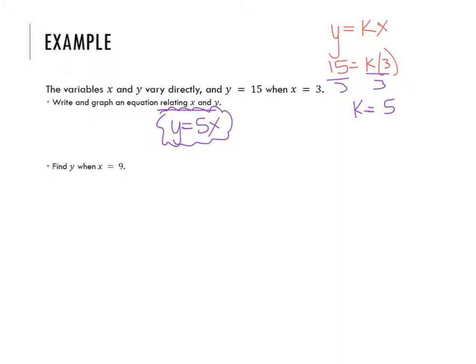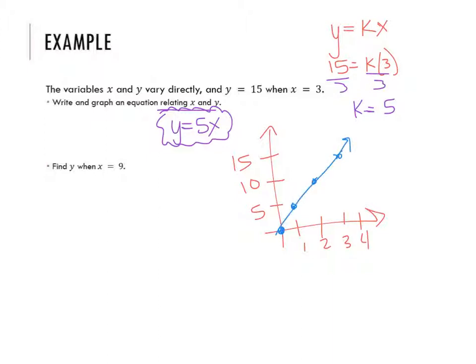If we want to graph it, I'm just going to treat it like slope-intercept form. I'm going to do an easy graph here and count by 1s on the x and count by 5s on the y. It starts at the origin, and my slope is up 5 over 1, up 5 over 1. The second part is find y when x is 9. If x is 9, then I have 5 times 9. Well, y then is 45.